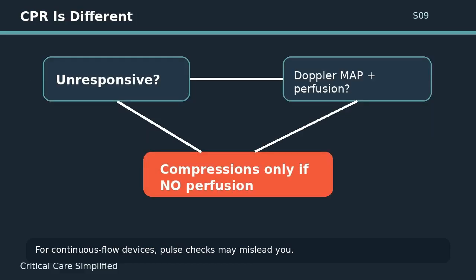Here is a critical LVAD point. No palpable pulse does not automatically mean cardiac arrest. For continuous flow devices, pulse checks may mislead you. Chest compressions are indicated only when there is clear evidence of no perfusion, such as unresponsiveness, no Doppler detectable MAP, and no other signs of circulation. Protect the driveline and coordinate with the team during resuscitation.